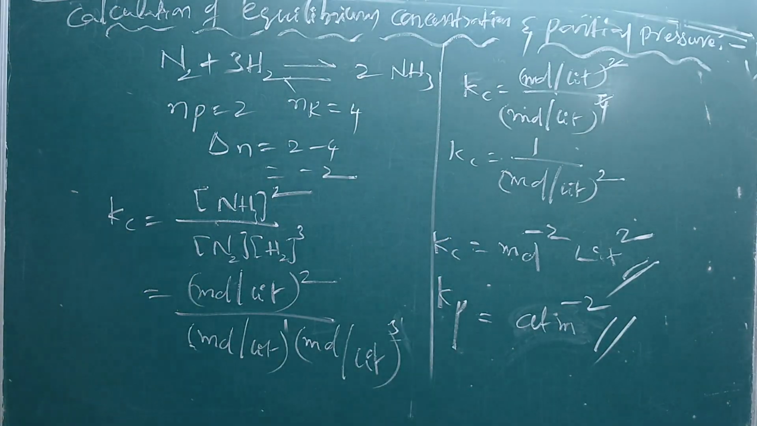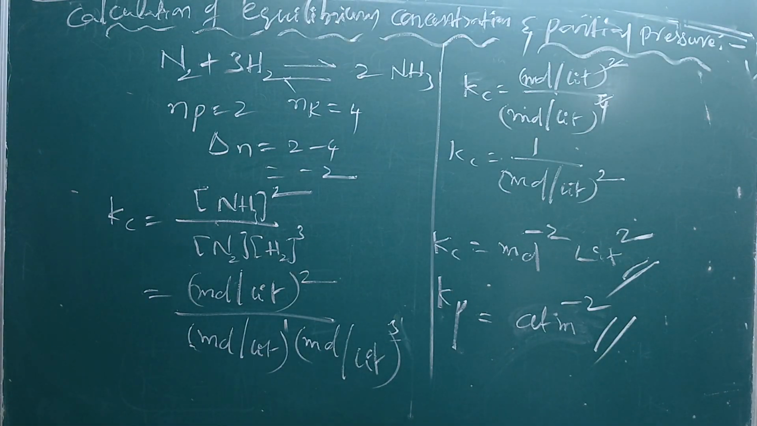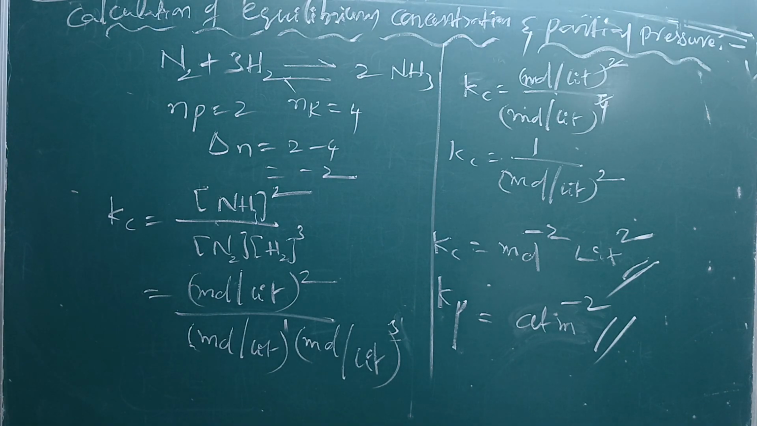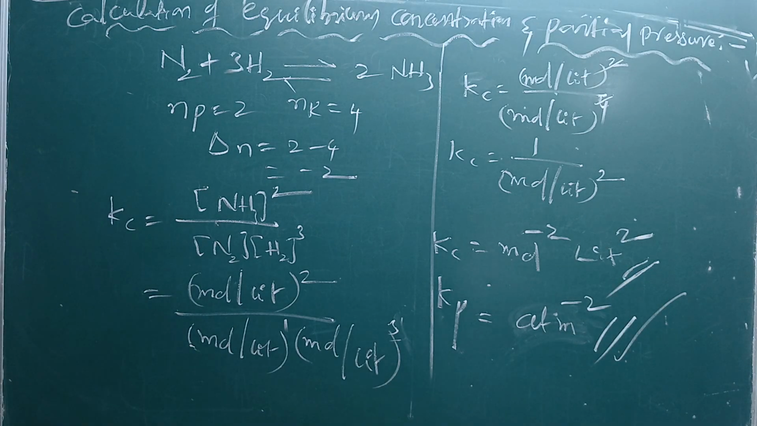This is information about calculation of units of equilibrium concentration as well as partial pressure. Simply, if the number of moles of gaseous products is not the same as the number of moles of gaseous reactants, the constant has certain units depending upon the change in number of moles. These are the units. This is information about calculation of equilibrium concentration and partial pressure.